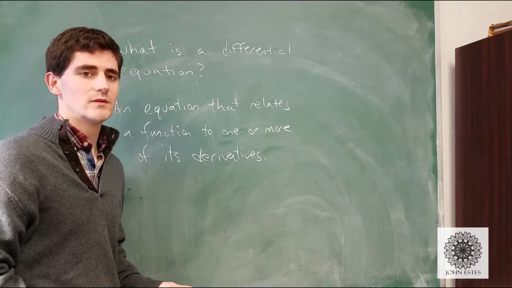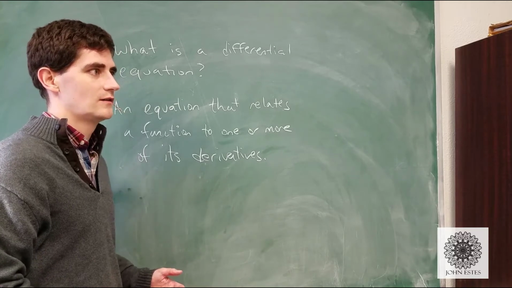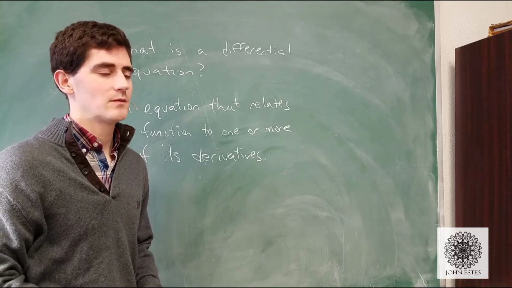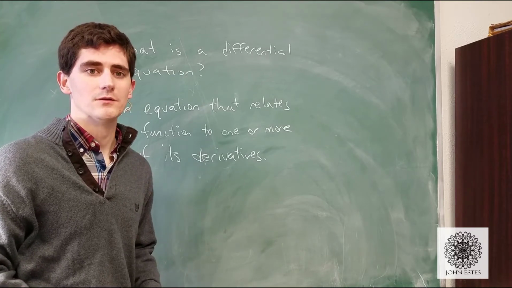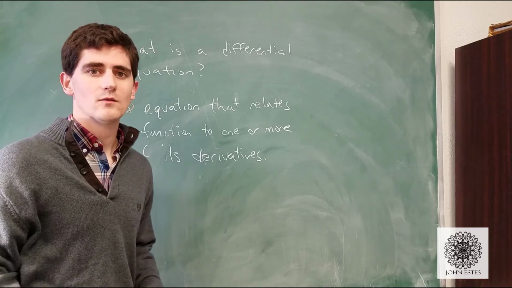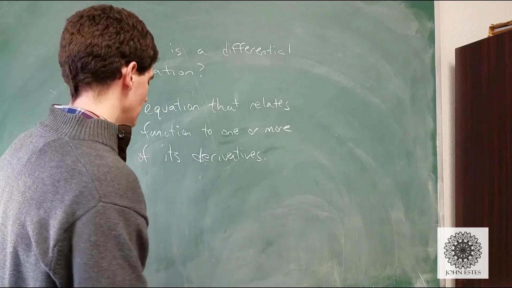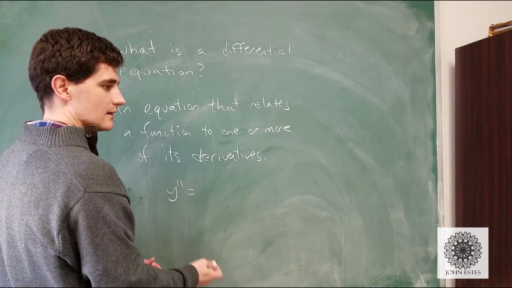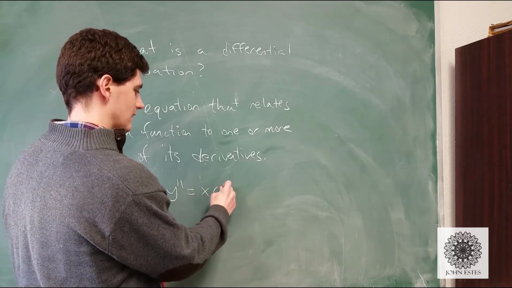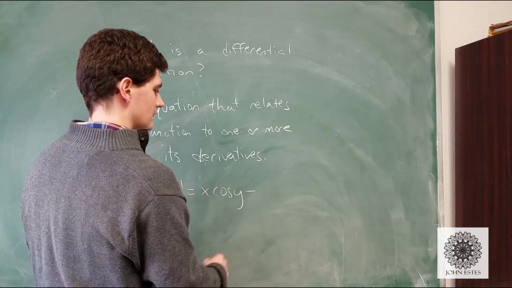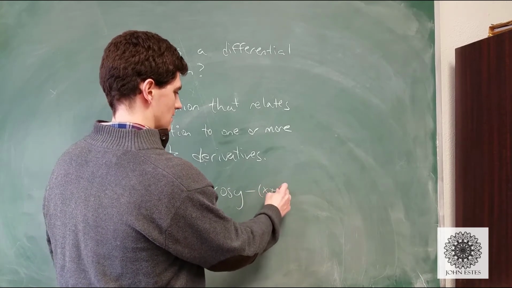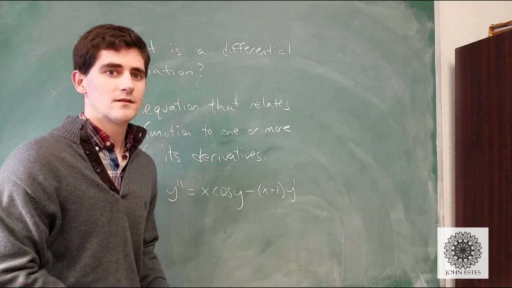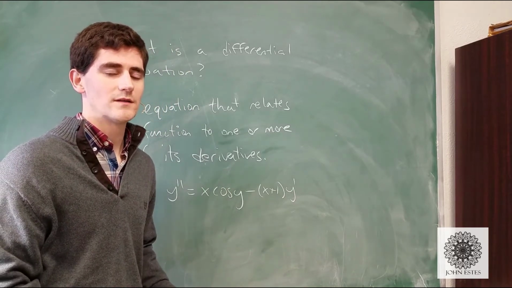So as an example of this, all we need is to take some function. Typically we'll call that function y, though it doesn't have to be y. That's just what we standardly use. And we'll relate that to one or more of its derivatives. So for example, we could say y double prime equals x cosine y minus (x plus 1) y prime. And this is an example of a differential equation.